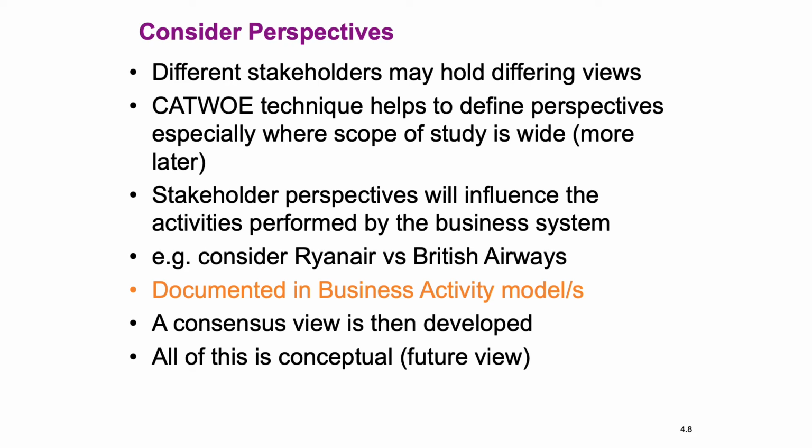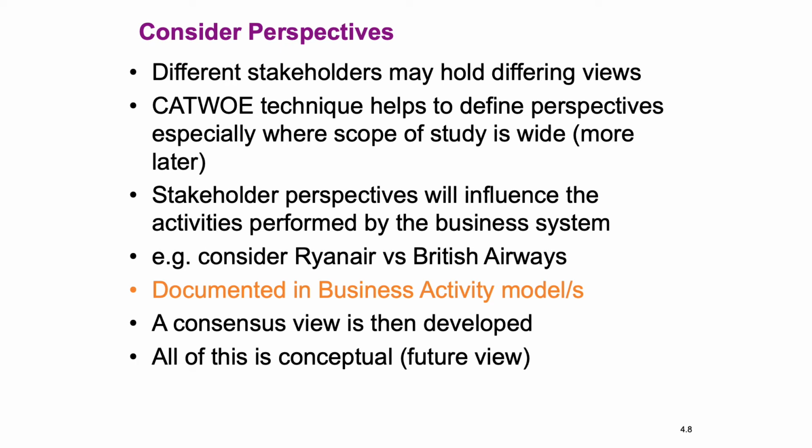And for us as a business analyst, how can we improve our business systems if we haven't even agreed what activities we're going to be performing as an organisation? So if you take the example of Ryanair versus British Airways, if we were an airline company, what sort of airline company do we want to be?